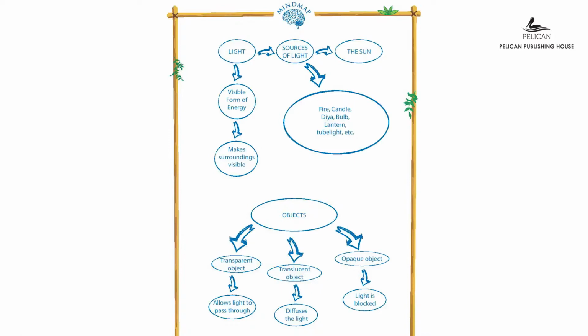Light. Light is a visible form of energy. It makes surroundings visible. We have different sources of light. The sun is the natural source of light. Fire, candle, diya, bulb, lantern, tube light, etc. are all man-made sources of light. Objects. Objects are of three types: transparent objects, translucent objects, and opaque objects. Transparent objects allow light to pass through. Translucent objects diffuse the light. Opaque objects are where the light is blocked.